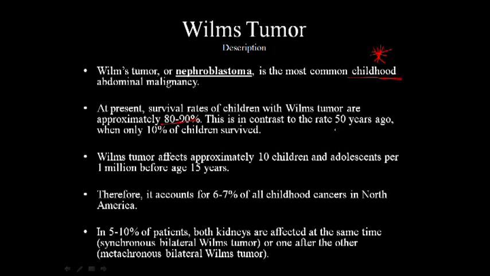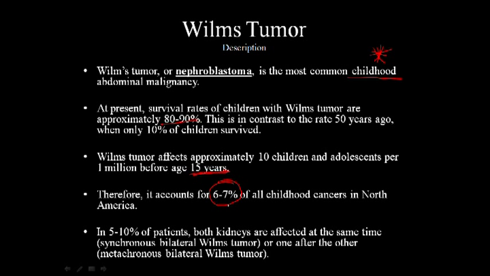And this is in contrast to the rate 50 years ago when only 10% of children survived. So thanks to modern medicine, they've actually increased the prognosis between 70 and 80% of what it used to be. And so there's only very few cases where the patient would not survive. Wilms tumor affects approximately 10 children and adolescents per 1 million before age 15. So the standard is going to be before 15 years old, and you're going to have 10 children and adolescents out of 1 million affected. Therefore, it accounts for 6 to 7% of all childhood cancers in North America.